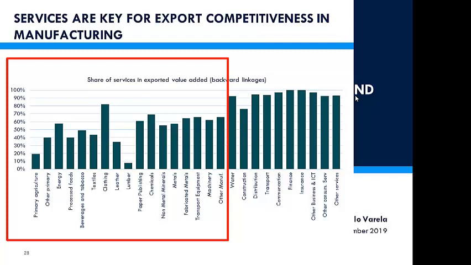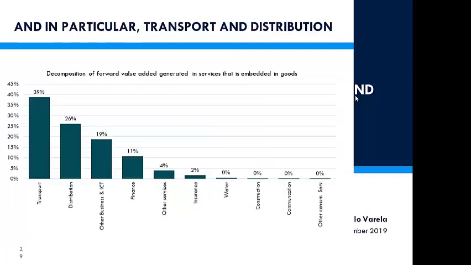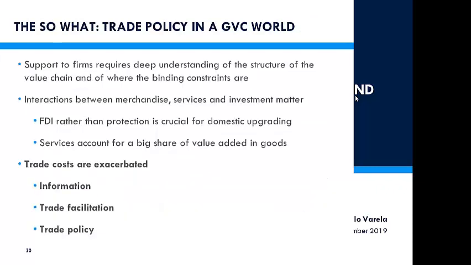If you go to clothing, textiles, it's much higher. About 40% services. As I was mentioning before, transport, distribution, and business services and ICT are key players there. I'm losing my audience, so I'll be quick.